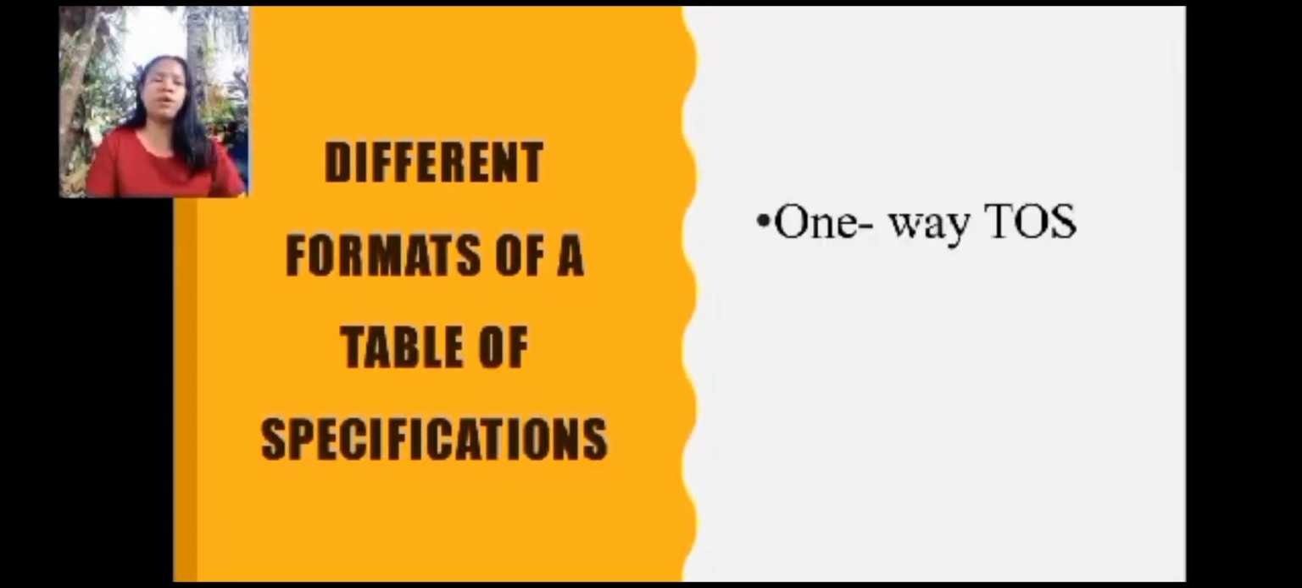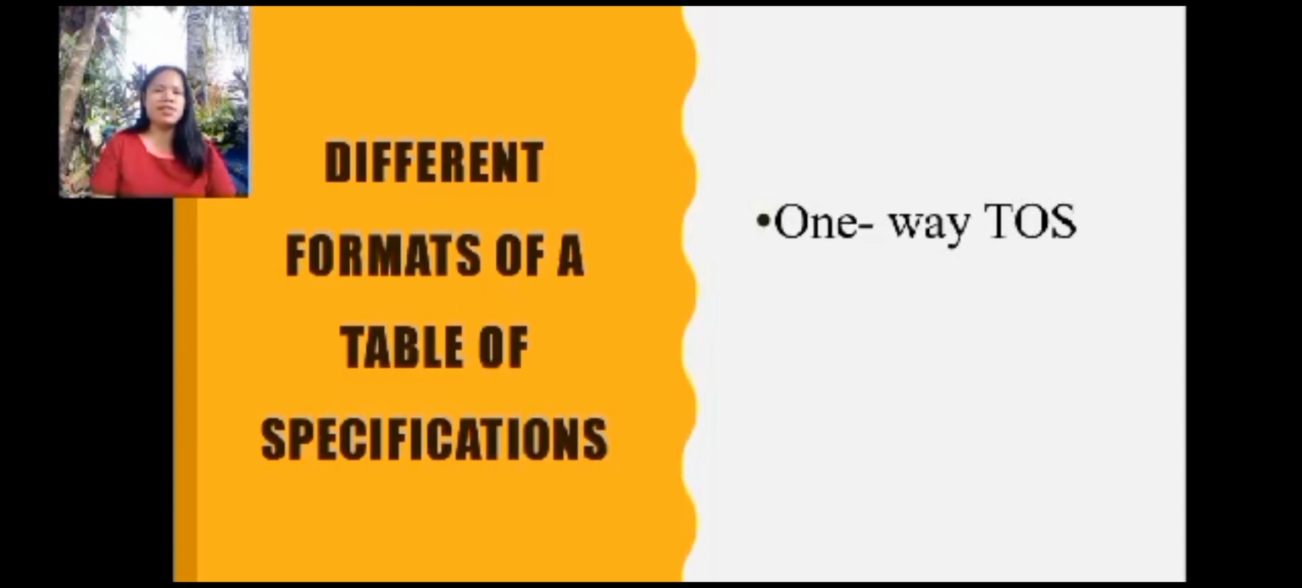First is one-way TOS. One-way TOS is a chart that aligns instructional objectives with content and teaching strategies. It provides a systematic and comprehensive overview of what needs to be taught and what should be taught to achieve specific learning outcomes. This table typically has 2 columns, one for objectives and one for content and strategies.